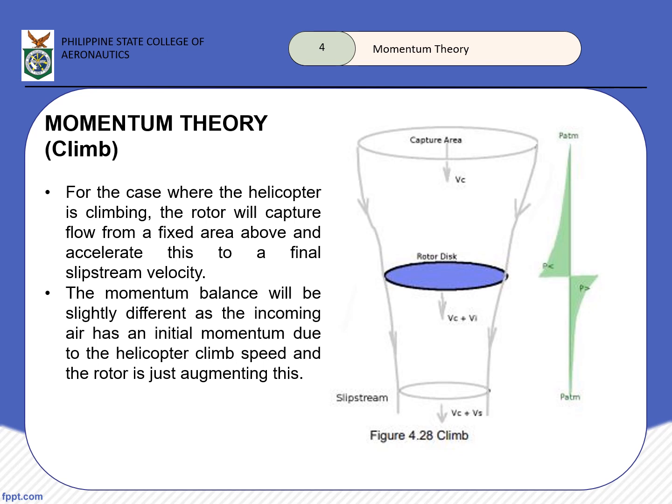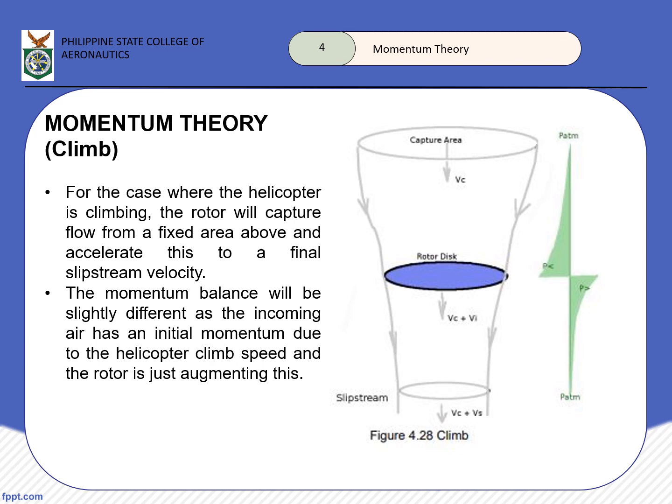So now that we are done with hover, we proceed to climb. For the case where the helicopter is climbing, the rotor will capture flow from a fixed area above and accelerate this to a final slipstream velocity. So the momentum balance will be slightly different, as the incoming air has an initial momentum due to the helicopter climb speed and, of course, the rotor.